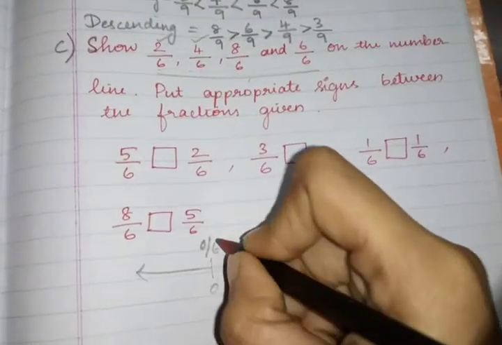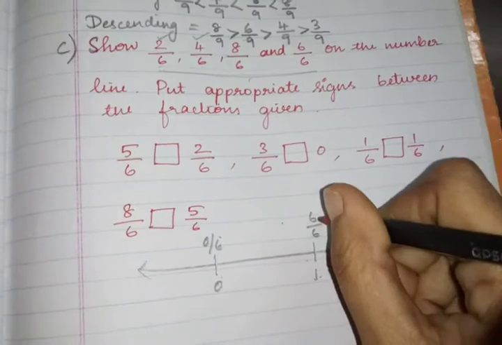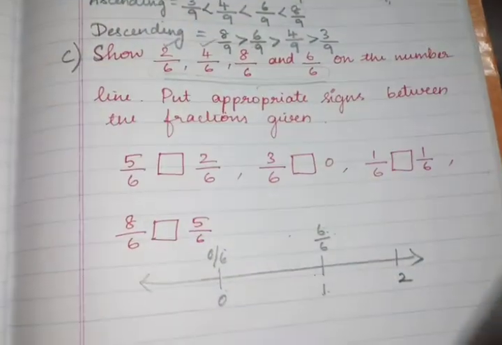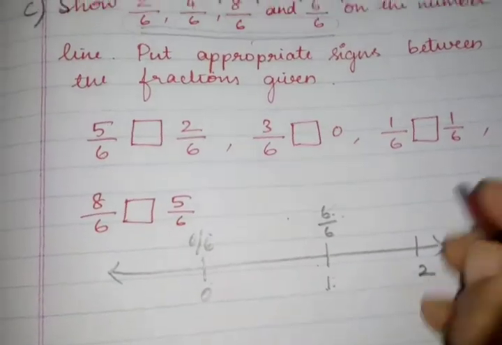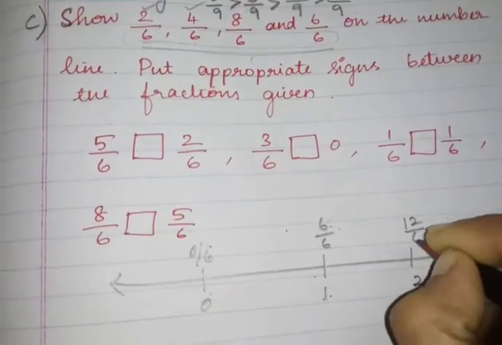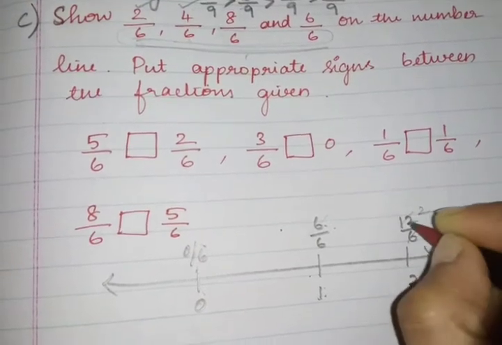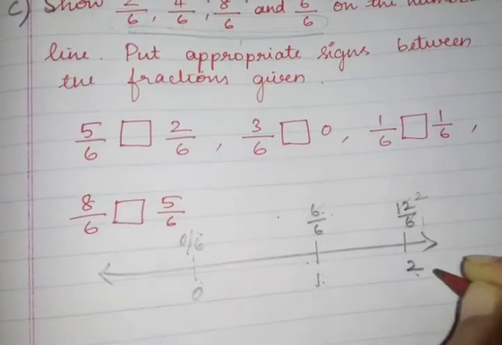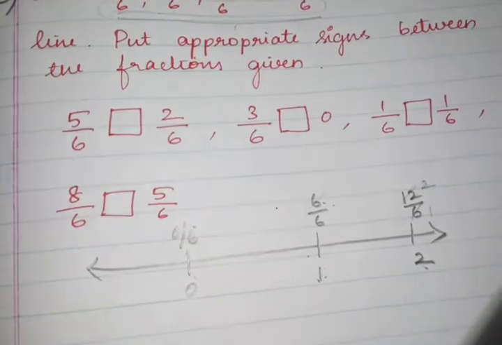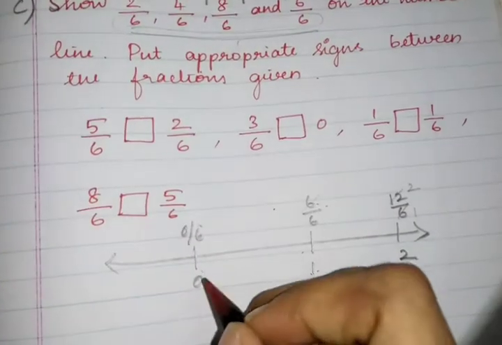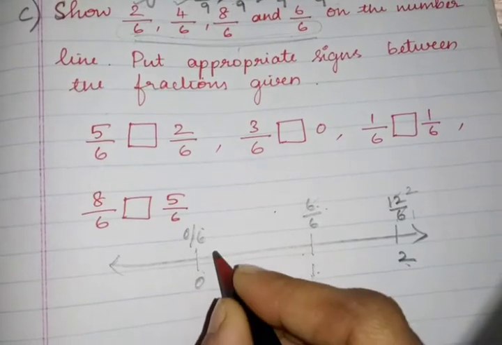0 can be written as 0 by 6, 1 can be written as 6 by 6, because all our denominators are 6. 2 means what will you write? 12 by 6, because 6 ones are 6, 6 twos are 12. So 12 by 6 will become 2. So instead of 2, I can write it as 12 by 6. Okay. Now let me start this.